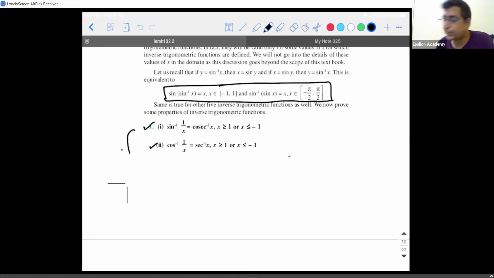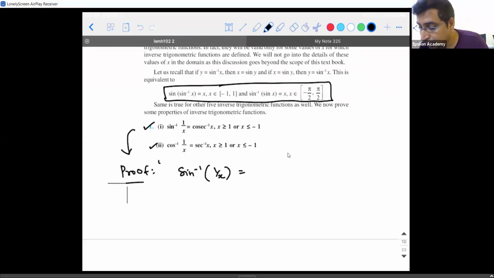So first, sine inverse of 1 by x. Let me show the proof. To solve any kind of inverse trigonometric function, there is only one method. The question is sine inverse of 1 by x. I am taking this as LHS. My job is to write sine inverse in terms of cosecant inverse. So always I should write the given inverse trigonometric function as y. That is the first step.